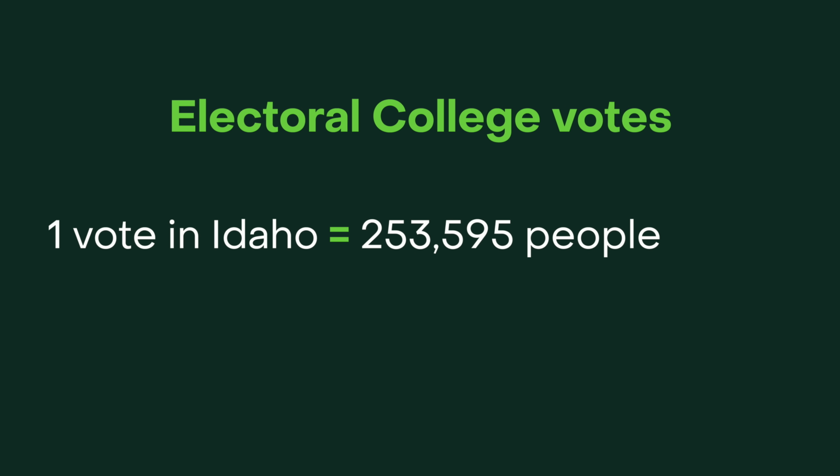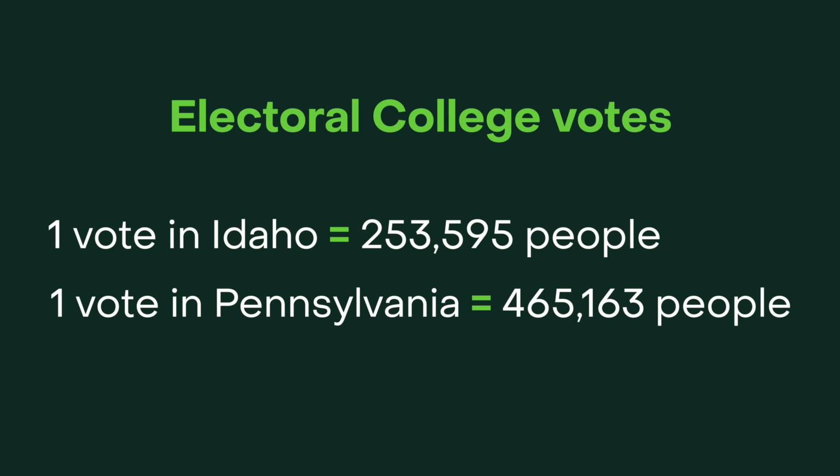So if you do the math, one Electoral College vote in Idaho is made by 253,595 people voting. One in Pennsylvania is equal to 465,163 people voting. In other words, in Pennsylvania, many more people are represented by one vote in the Electoral College. In other words, my vote, my voice is diluted. It's less important, it's less loud, because I have to join with 400,000 other people to make one vote, whereas in Idaho, they can join with almost half as many people to make their vote.